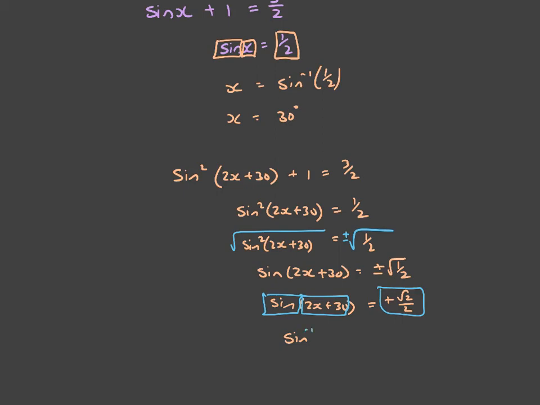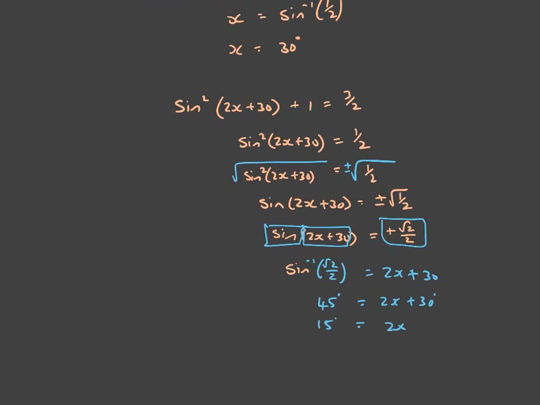So we're going to go arcsine of root 2 over 2 is equal to the angle, of course. The angle is equal to arcsine of the ratio. And what is arcsine of root 2 over 2? 45 degrees is equal to 2x + 30. So therefore, 2x is equal to minus 30 on both sides, so 2x is equal to 15 degrees. And therefore, what is x equal to? x is equal to 7.5 degrees.